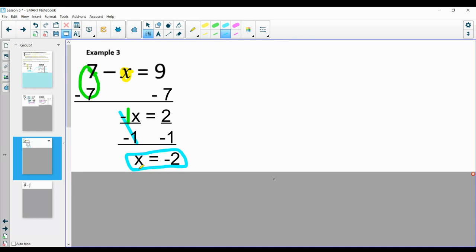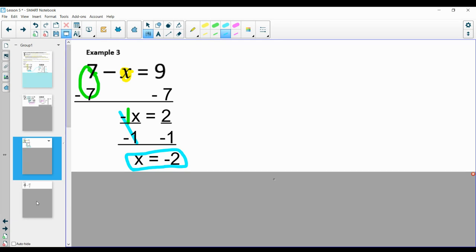We're not going to worry about doing the check for this because you should have that down. If you don't remember how to do the check or you need extra practice, please do. Remember, you rewrite the original, substitute in the solution, and make sure the left and the right side equal each other. And for this one, I would do 7 minus x, or 7 minus a negative 2, and that is equal to 9.